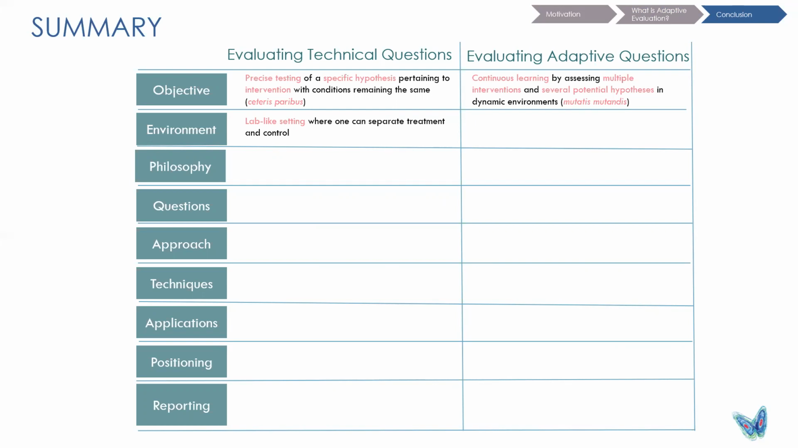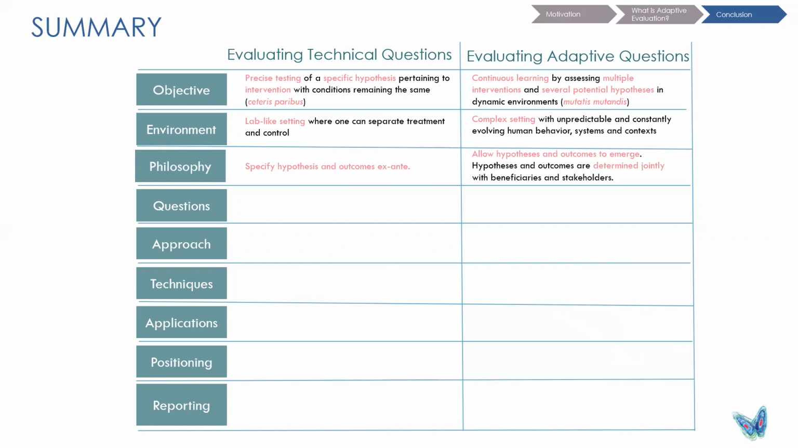As for the environments, technical questions reside in a setting in which one can separate treatment and control, whereas adaptive questions reside in a complex setting, which is unpredictable and has constantly evolving human behavior, systems, and contexts. And the philosophy is also different. In technical questions, you specify hypotheses and outcomes ex ante. In adaptive questions, you allow hypotheses and outcomes to emerge, and they are determined jointly with beneficiaries and stakeholders. And this is important because many times the values of the evaluator and the values of the implementing organization are very different. So understanding the different values and different objectives is very important in making progress.